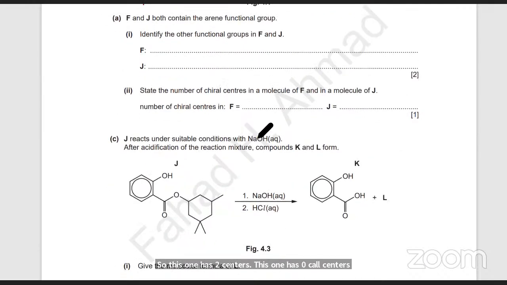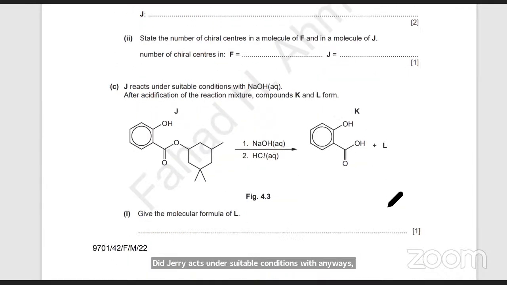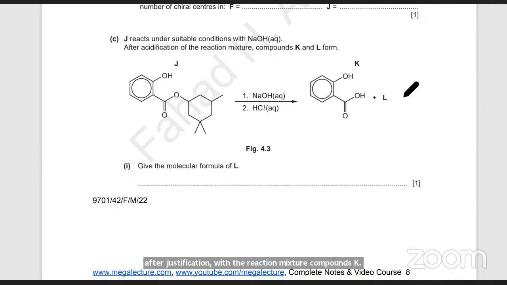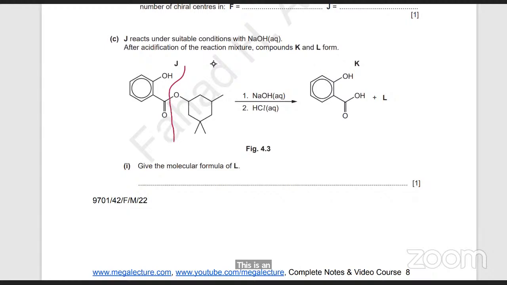J reacts under suitable conditions with NaOH. After acidification of the reaction mixture, compounds K and L are formed. Give the molecular formula of L. So this is an ester breaking down. If an ester breaks down, this side will turn into an alcohol. That's what's going to happen. So this side over here, the right side, will turn into an alcohol.